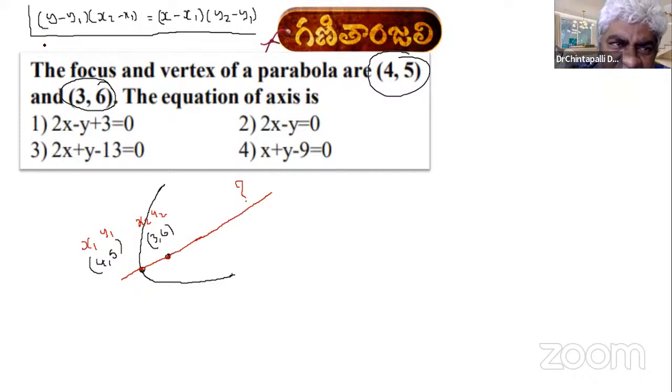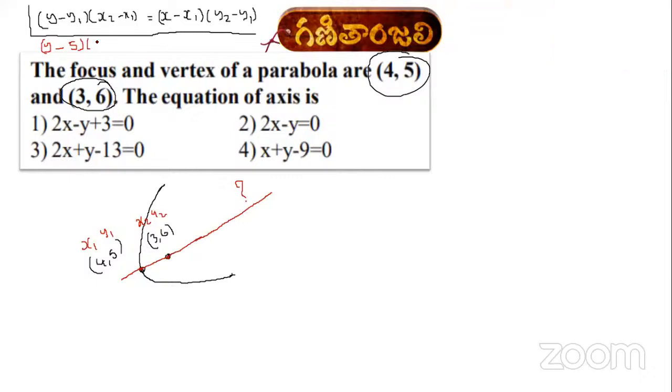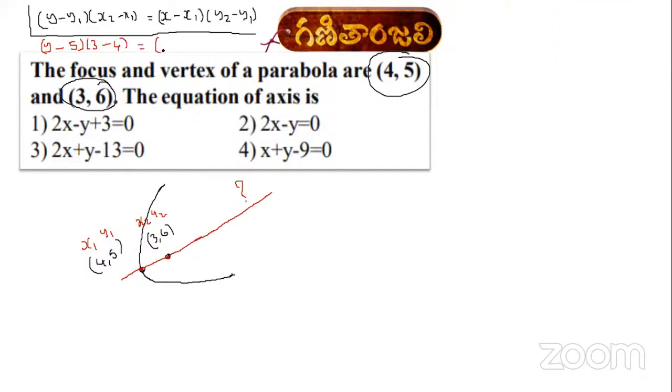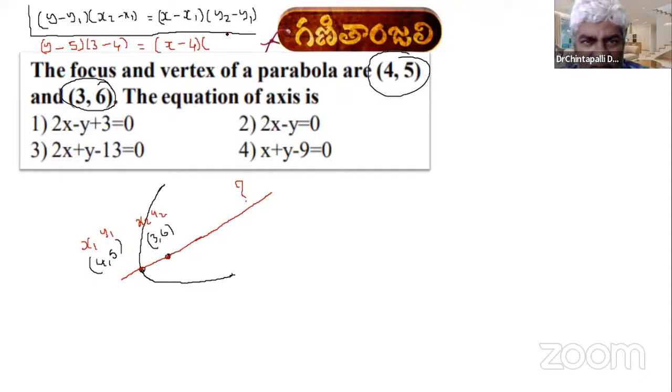y minus y1. Y is y only. So y minus 5, into 3 minus 4, which is minus 1, is equal to 6 minus 5 times x minus x1. X means x, y means y, because (x, y) is a variable point. So x minus 4 into 6 minus 5. Very good. Let us see who will tell the option first.